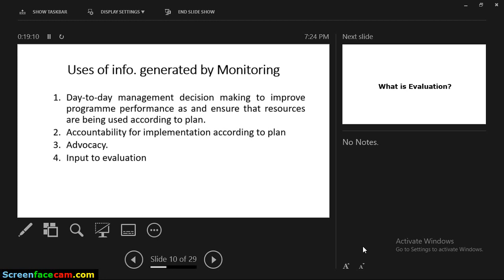Advocacy. So, number 4, input to evaluation, right? Now, this is just monitoring. So, there are 2 things here. There is the monitoring aspect and there is the evaluation aspect. So, what starts first is monitoring before you can evaluate. Now, you can proceed with the questions.